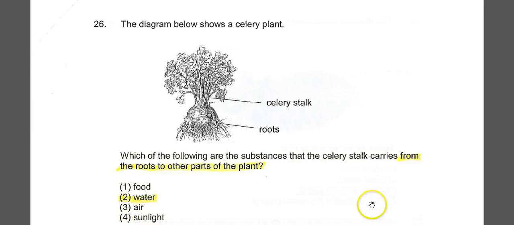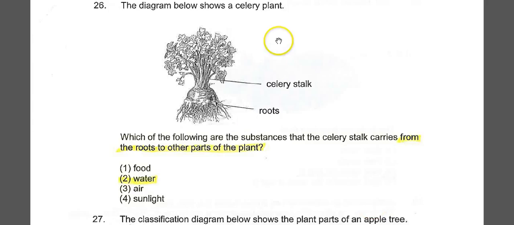Number 26, the diagram below shows a celery plant. This one with the leaves and some stalk. Probably this, I do not know. It looks like the stem, a very huge stem, and these are the fibrous roots. All right, small little roots that are growing out. Now, which of the following are substances that the celery stalk carries from the root to the other parts of the plant? All right, the stalk, what do they carry from the root all the way up?